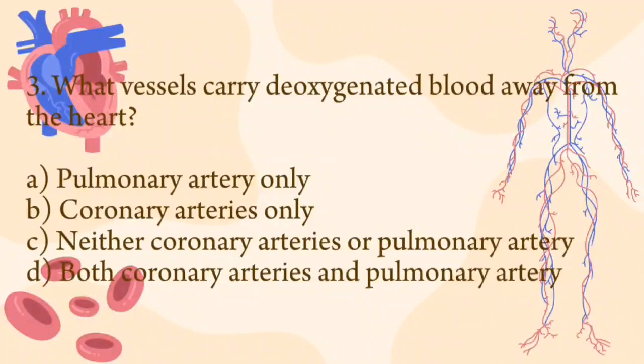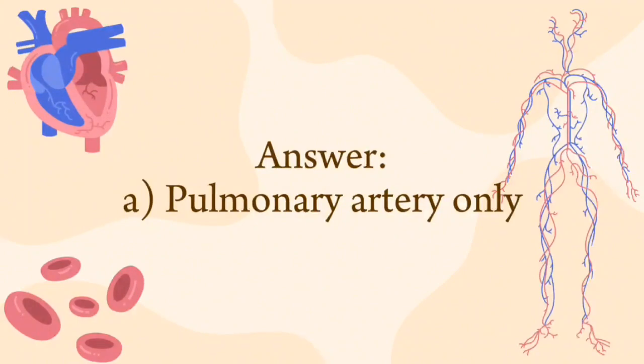3. What vessels carry deoxygenated blood away from the heart? A. Pulmonary artery only. B. Coronary arteries only. C. Neither coronary arteries or pulmonary artery. D. Both coronary arteries and pulmonary artery. Answer: A. Pulmonary artery only.